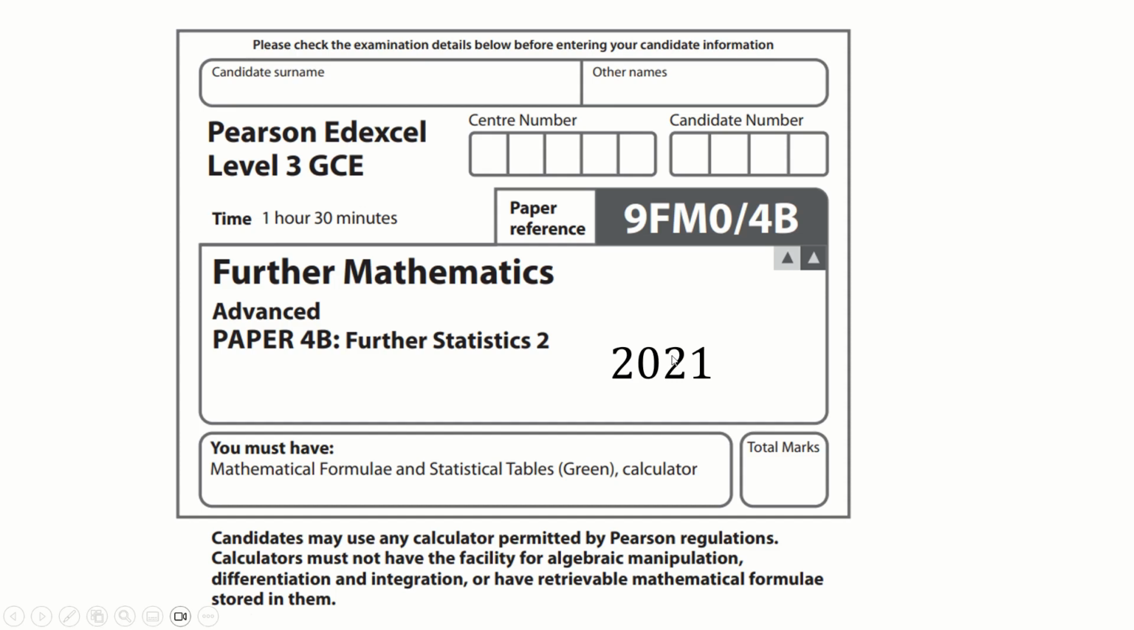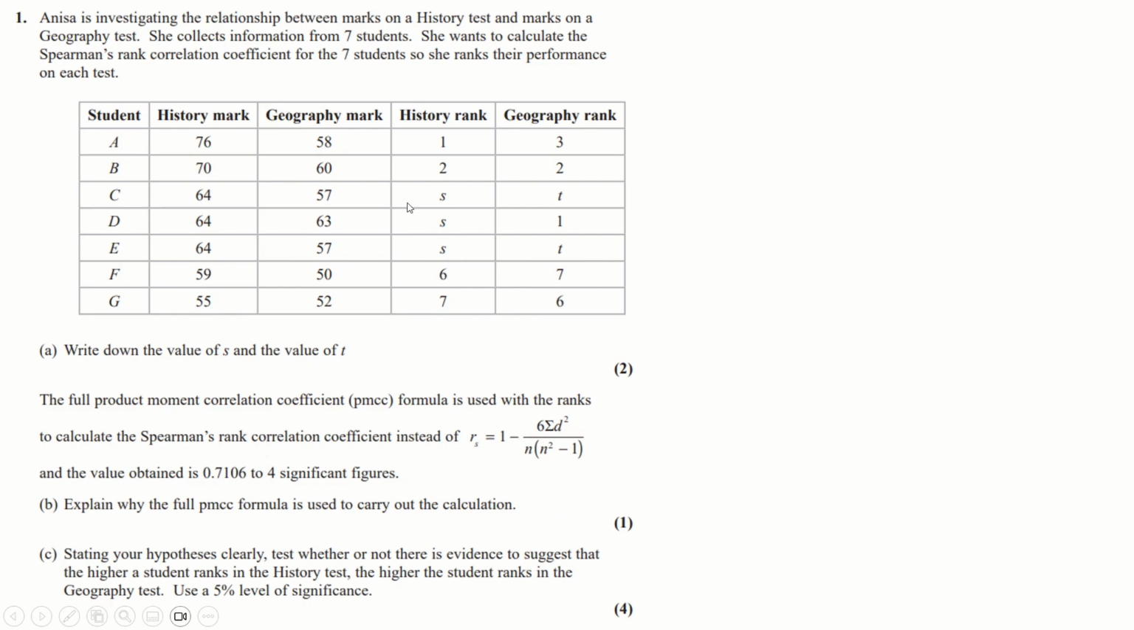This is Further Stats 2 from 2021. The first question is about Spearman's rank. We've got some missing ranks here. Now there's 3 of them here, and we're missing 3, 4, and 5.